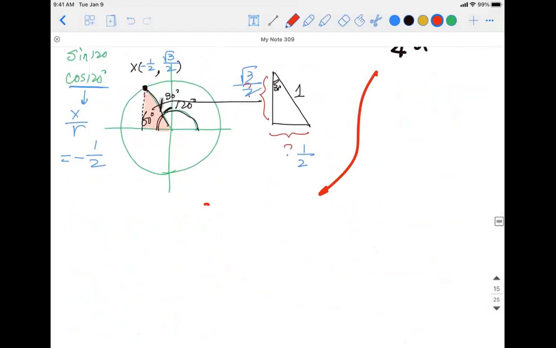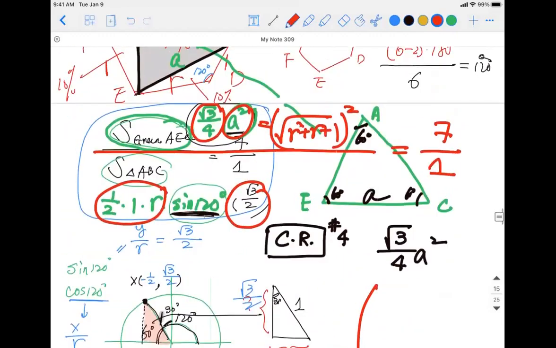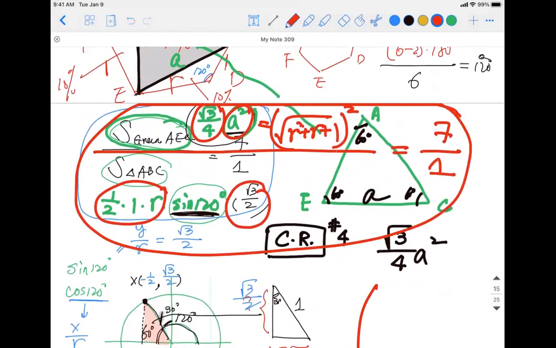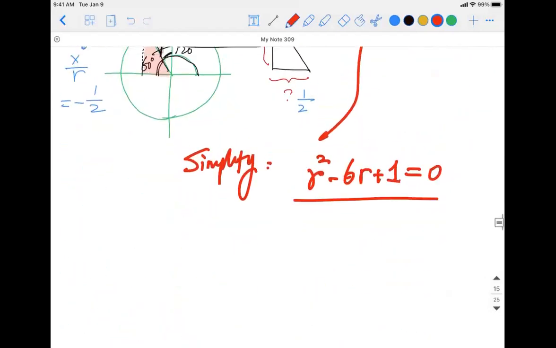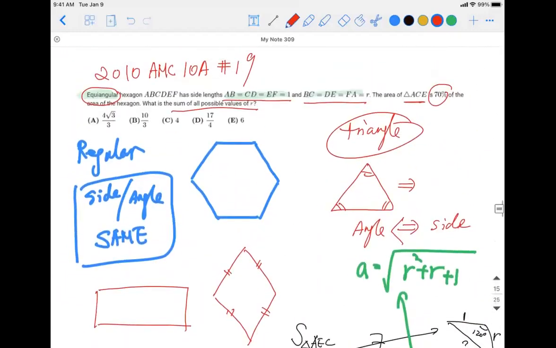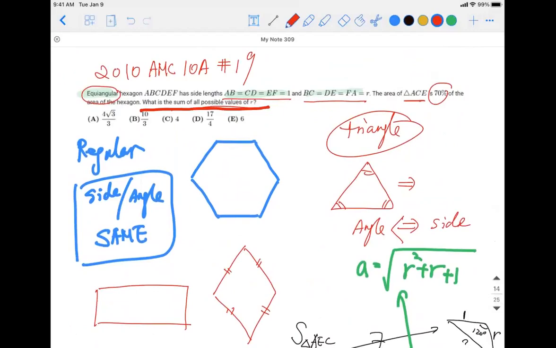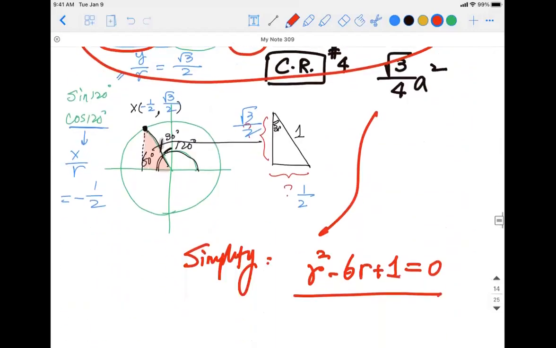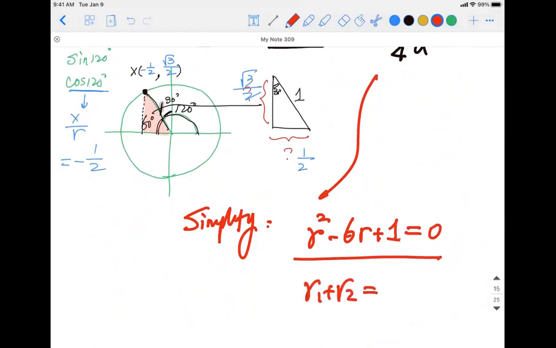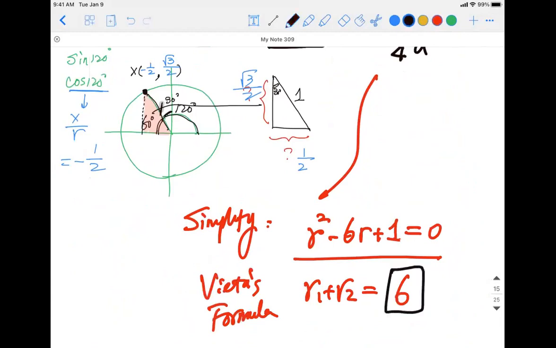I'm going to help you simplify. You're going to have R squared -6R plus one equals zero. Nothing tricky, you just put everything into this equation and simplify. You're going to have R squared -6R plus one. So the question asks you, don't forget where we come from, what is the sum of all possible values of R? That's R1 plus R2. A quadratic equation only has two solutions, so using Vieta's formula, R1 plus R2 will be +6. So the correct answer for this problem will be +6.